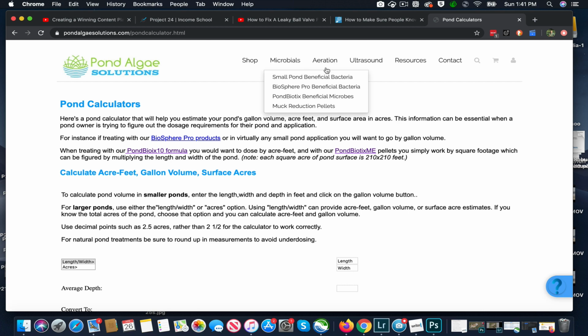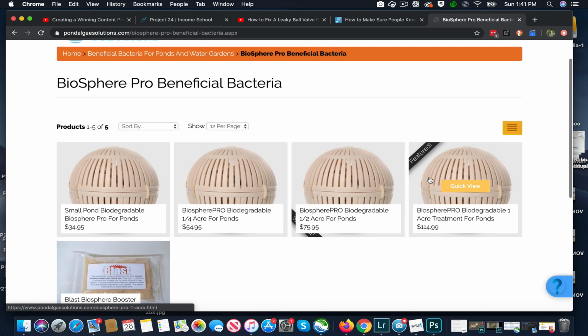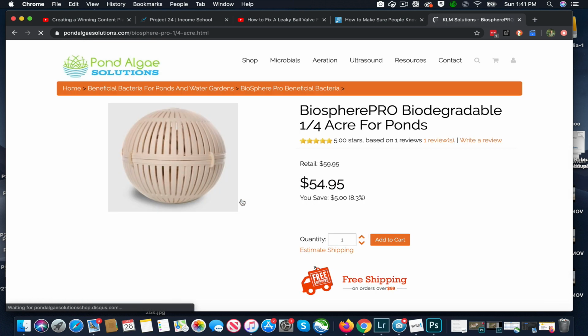And so the typical product, like these biospheres, for example, are going to be dosed for gallon volume. And this product will treat up to 250,000 gallons. But if I have a 250,000 gallon pond or a 200,000 gallon pond, I may start with these, but if I don't see the response that I'm looking for or the response is minimal, I may go up to twice this much. And the safety margin is so large with this type of product.